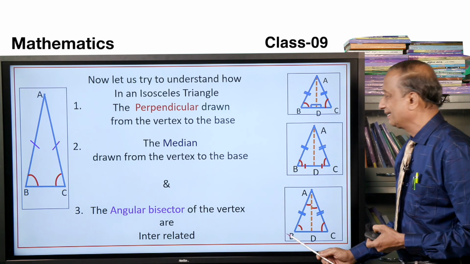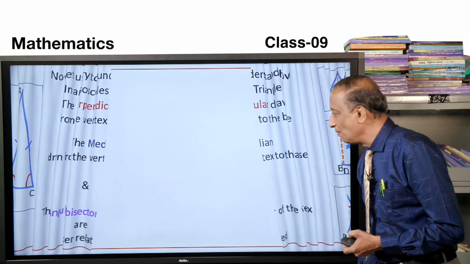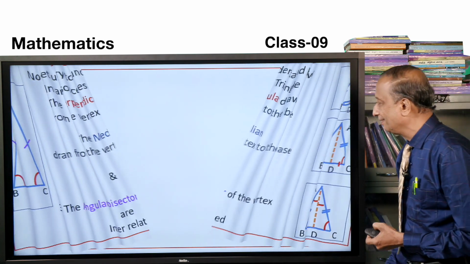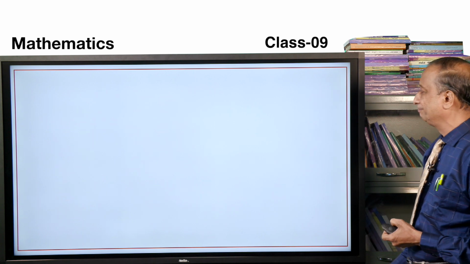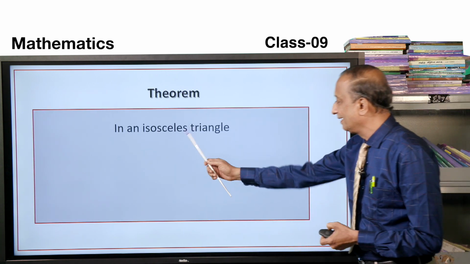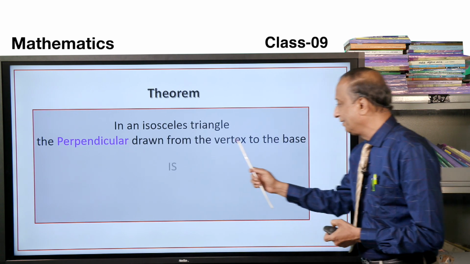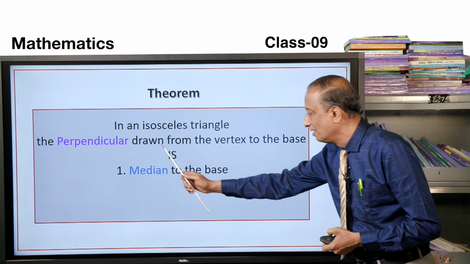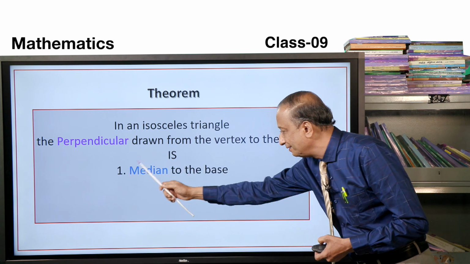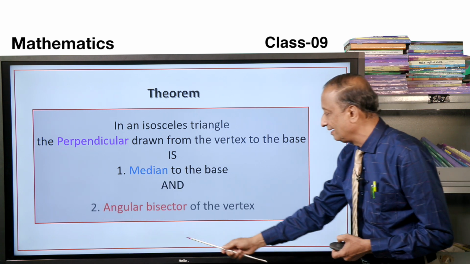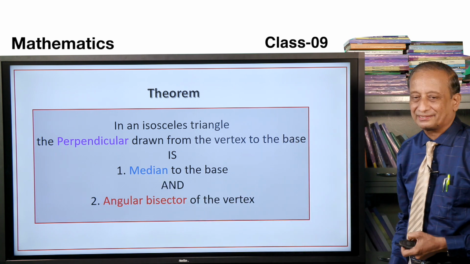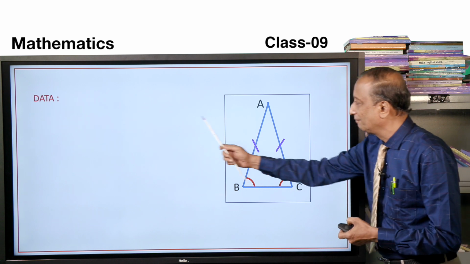Observe the figures carefully. Okay, now let us take up one by one. So, this is the first one, children, the statement for this. In an isosceles triangle, the perpendicular drawn from the vertex to the base is, first point, the median to the base, and secondly, it is an angular bisector of the vertex. Okay, so the figure is this.